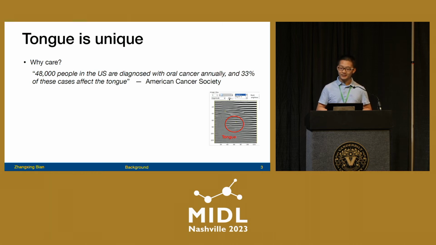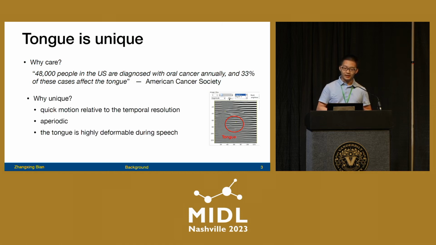According to the American Cancer Society, a lot of people with oral cancer have trouble swallowing, speaking, or even sleeping because their tongues are affected. And from the technical perspective, we think it has a few very interesting points from the engineering perspective. It moves relatively quickly relative to the temporal resolution of the scan. The motion is aperiodic, so it's different from the cardiac motion. And the tongue is highly deformable during speech because it has a lot of very delicate muscle groups.